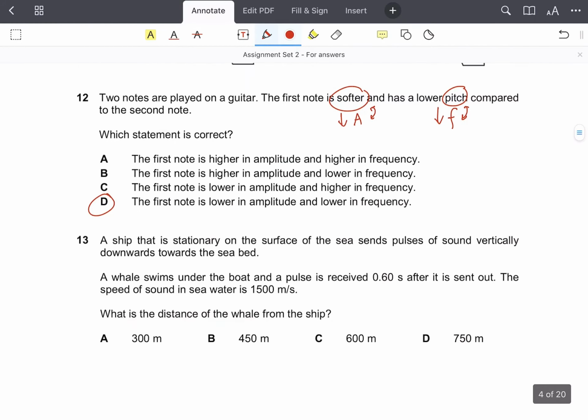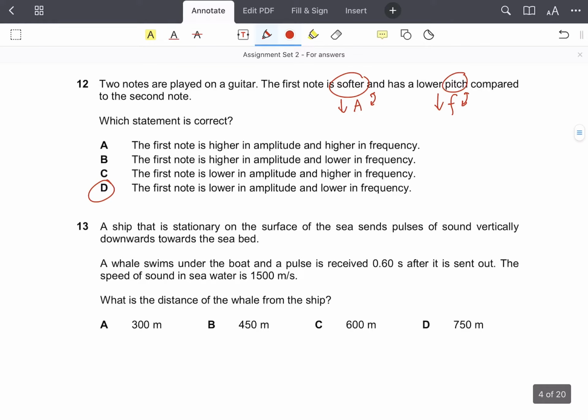Okay. Question 13. A ship is stationary on the surface of the sea. Then you send pulses of sound vertically down to the seabed. So it goes down and goes back up. So the whale swims under the boat and the pulse is received. So the whale was here. Okay, this is the whale. Okay, whale is a fish, alright. You like fish, can already.